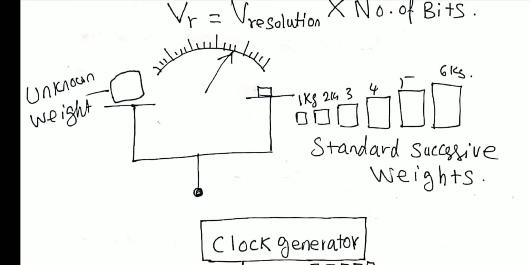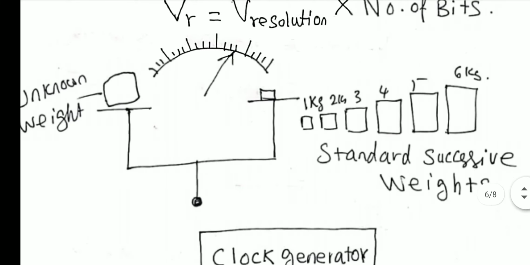But here we are not taking the real value. Let us consider 1 kg, 2 kg, 3 kg, 4 kg, 5 kg, 6 kg, something like that, the standard successive weights. Now the idea is, instead of the variable mass, here we are comparing the unknown weight with the standard mass. Now I put the 1 kg in the right pan and look at the needle.